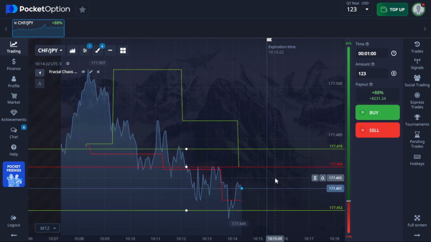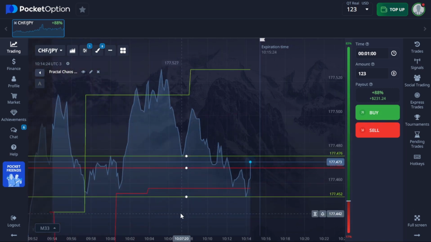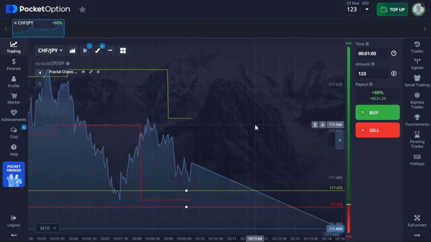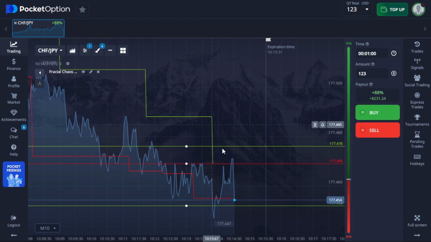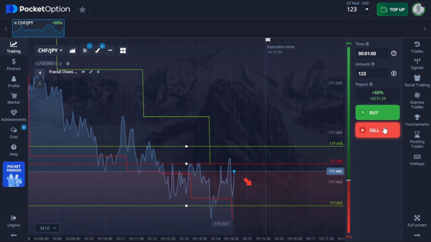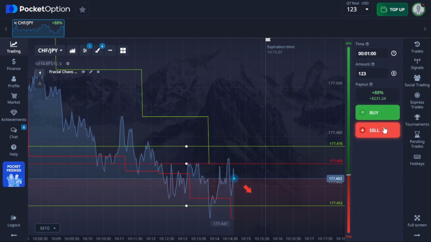The biggest fractal chaos level looks good for me. It looks like it's breaking through, pushing upward. Don't look at it, it's a lie. Let's wait for that test again. Okay, look here, it's above the fall.